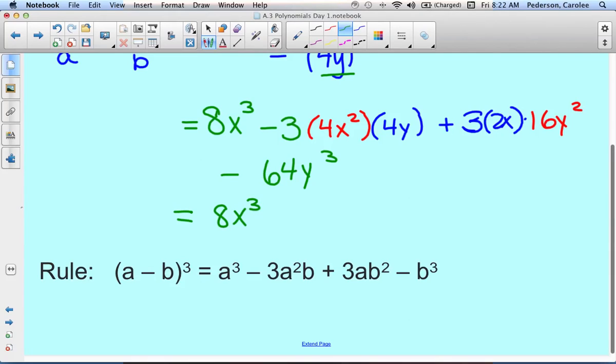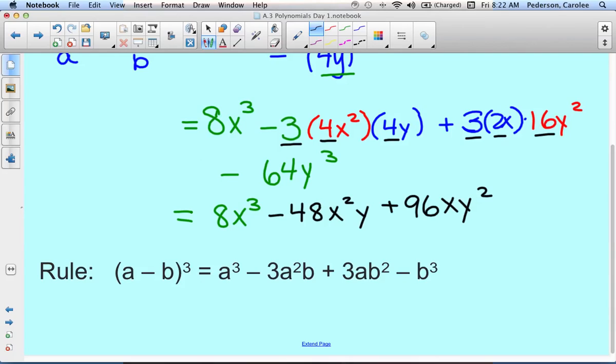8x cubed. Now let's multiply negative 3 times 4 times 4. And we get negative 48 x squared y. Now let's multiply 3 times 2 times 16. And we get 96, and then we take the x and the y squared. And then our last piece right here is still just the same.